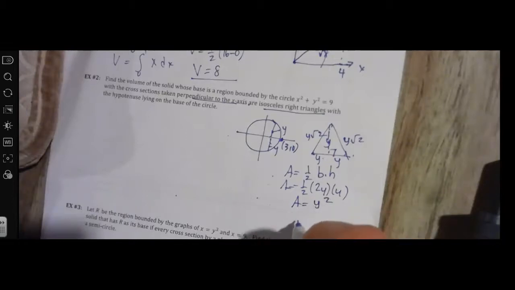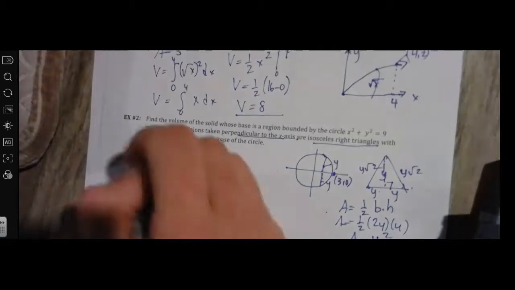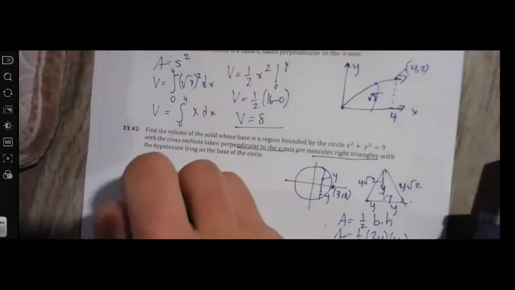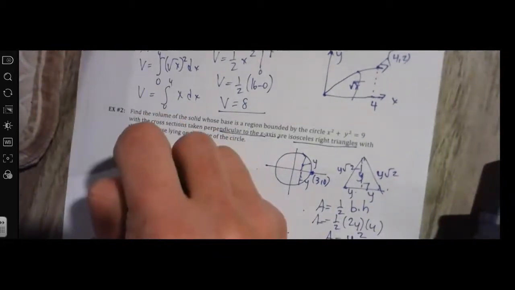So therefore, what is y squared? If we substitute from this formula right here, y squared is equal to 9 minus x squared. So that's what we use to integrate. In terms of x, we have 9 minus x squared. So our volume is going to equal the integral from 0 to 3 of 9 minus x squared dx. But because of symmetry, you can see that we have two parts to it, so that's why we have to put a 2 here in front. We're using symmetry.